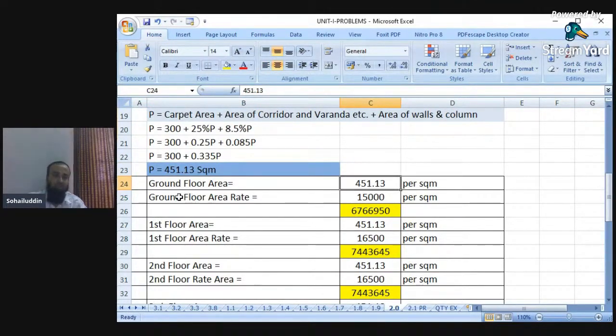What is the rate already mentioned? The ground floor rate is 15,000 per square meter. That comes to 6,766,950.